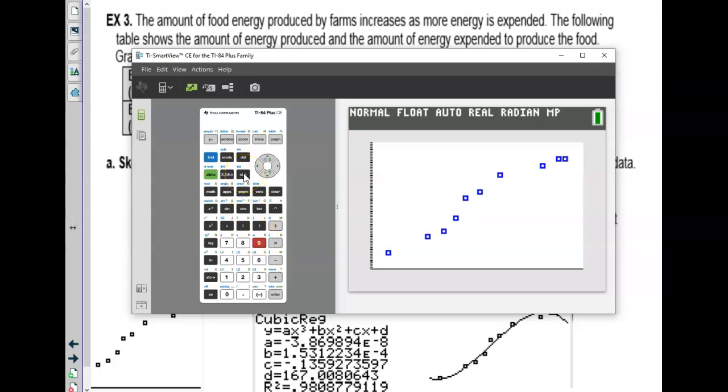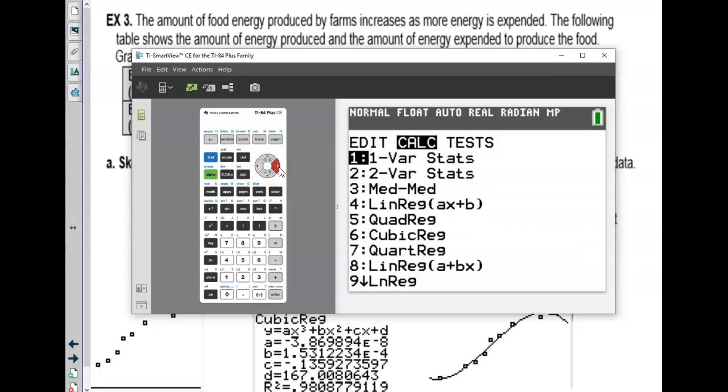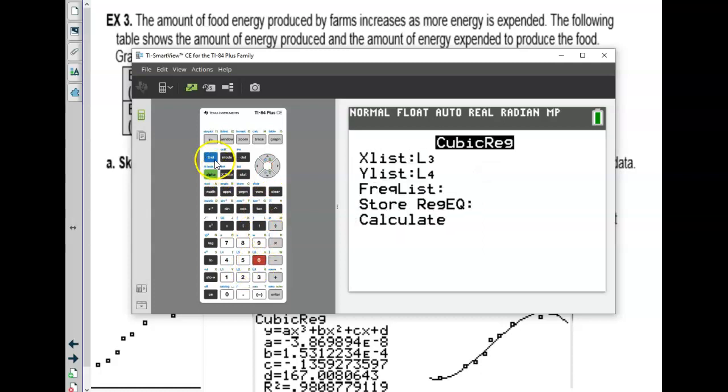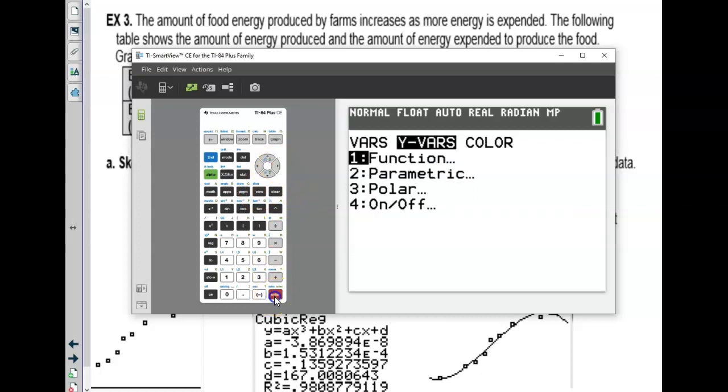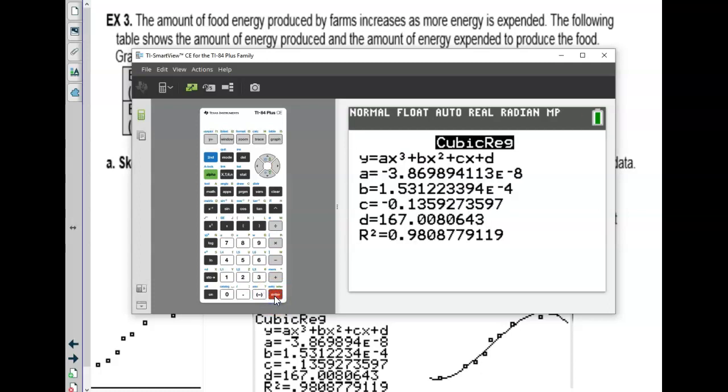So what would we do next? Stat. Over to calculate. The cubic regression is what number? 6. And mine are in list 5 and list 6. Yours are probably in list 1 and list 2. Again, I'm on the wrong line. Okay, I want to store my equation again. So vars, arrow to the right, enter, enter, or use the shortcut. Calculate. It is a lot of numbers for a cubic.